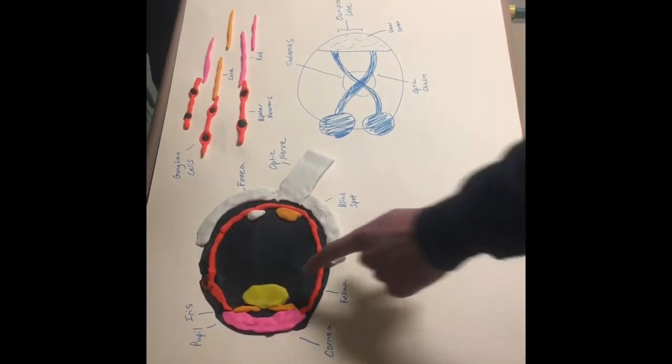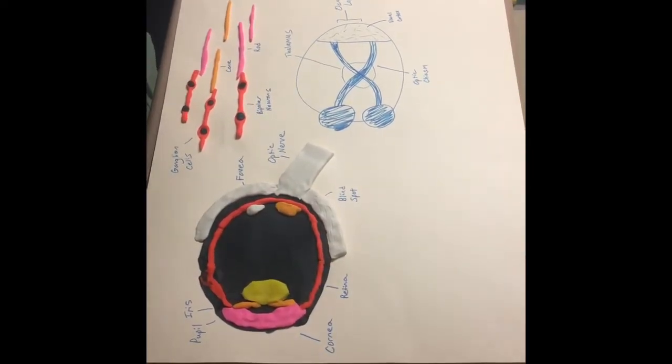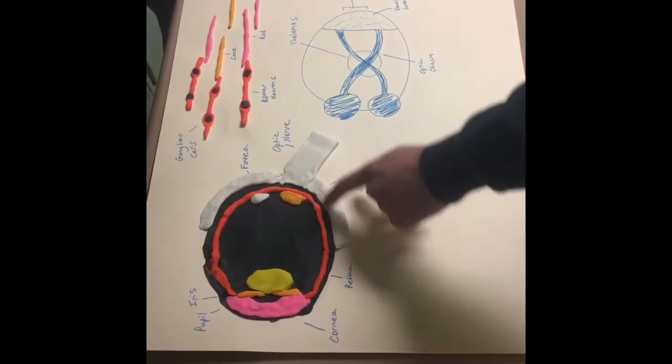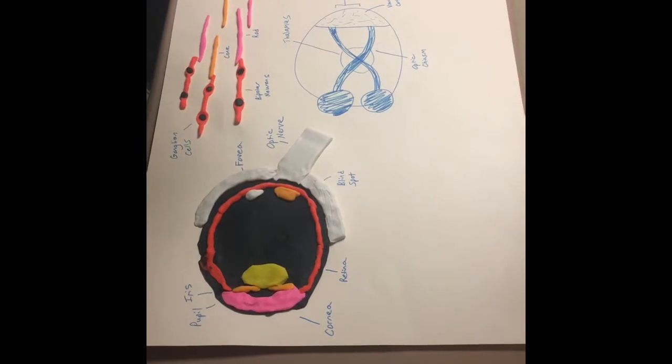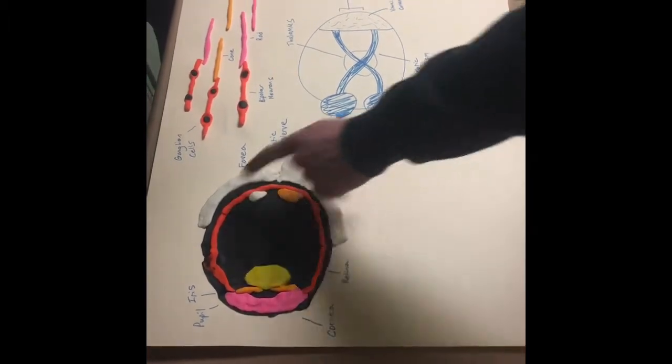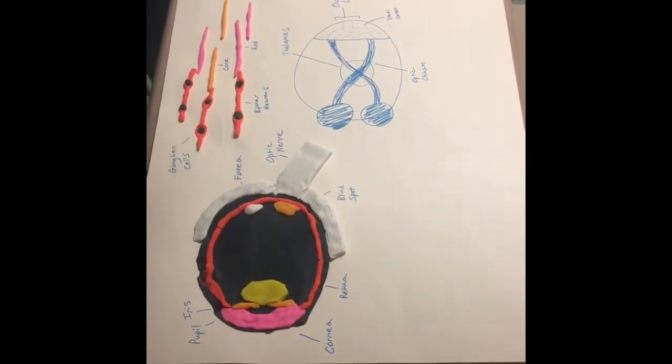Then this is the lens. It focuses incoming light rays and projects them onto the retina. The eye's lens changes and bends to focus near or far objects on the retina. Then this is the retina, the thin inner surface of the back of the eyeball that triggers nerve impulses.